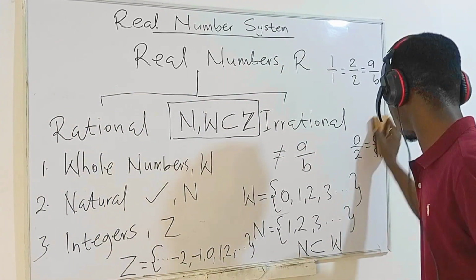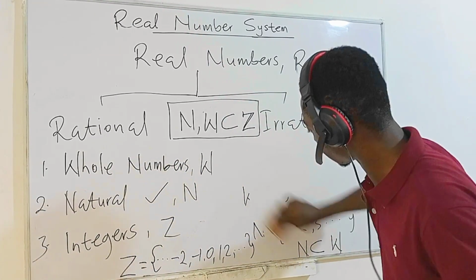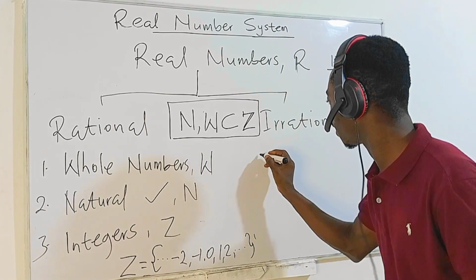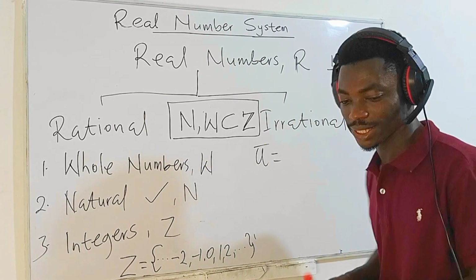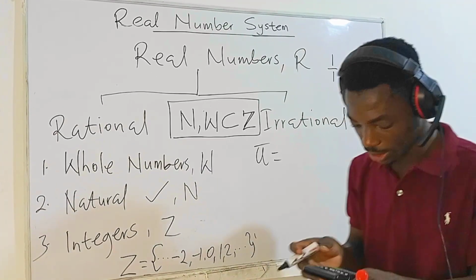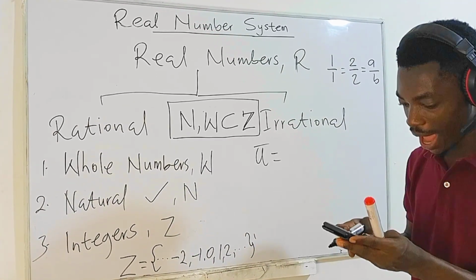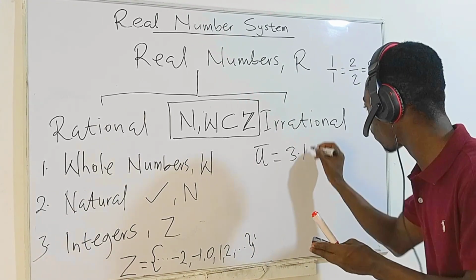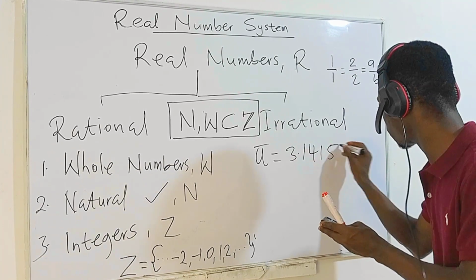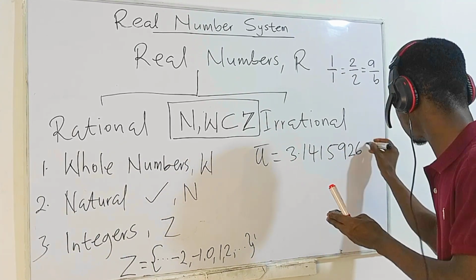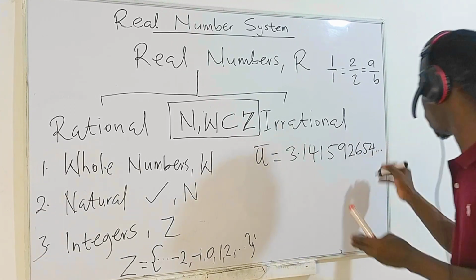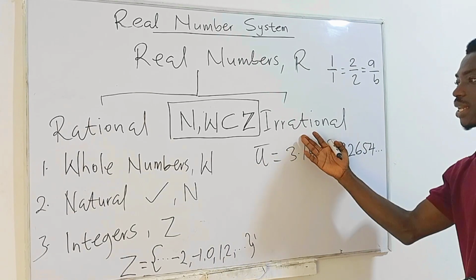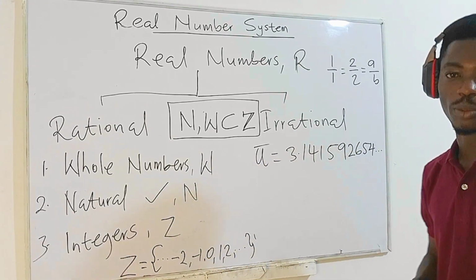Now let's consider irrational numbers. What are some of the numbers that are considered irrational? Example is this number right here, pi. Pi is actually equal to, let me use my calculator for that really quick. Pi is actually equal to 3.141592654. Then it keeps on going forever. It doesn't end. So why are we saying this number is irrational? This number, we cannot express it in the form of a fraction.